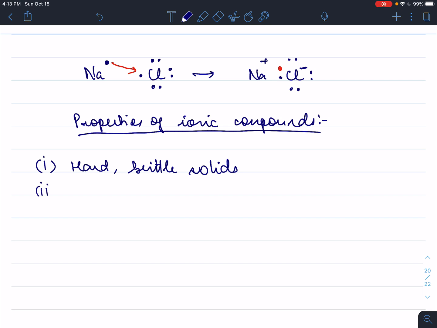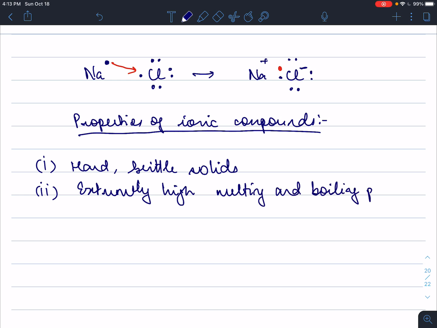Okay? The second one is they have extremely high melting and boiling points. Why is this? Because of the electrostatic force of attraction. The strength of the forces is so high that you have to supply a lot of heat before they melt to break that force. Okay? So that is why they have such a high melting and boiling point.